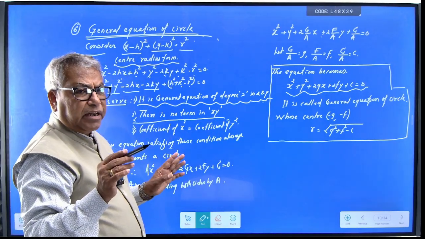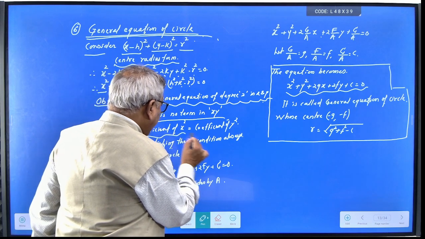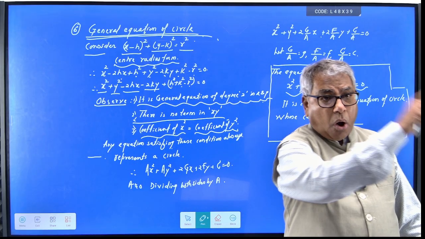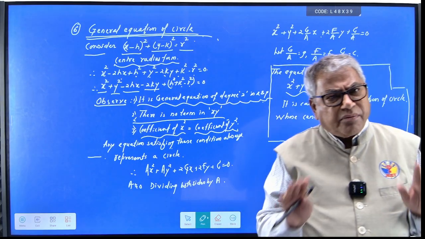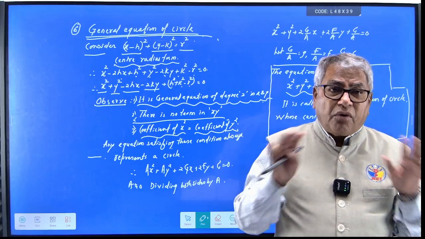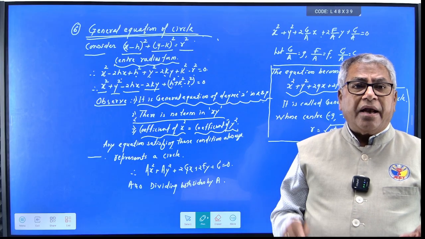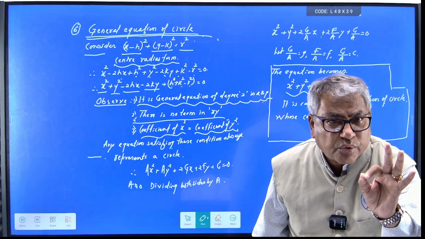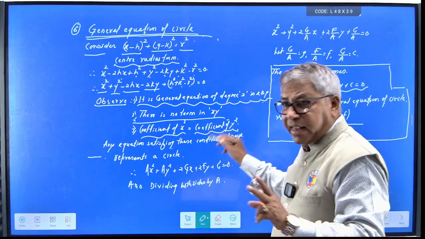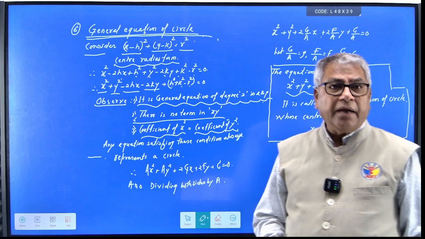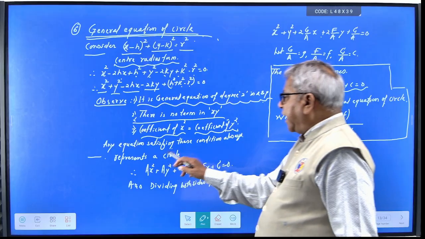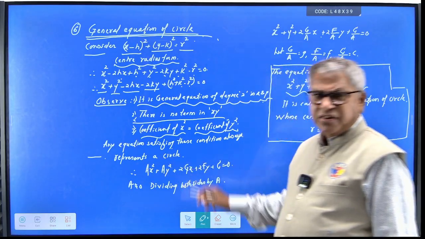No term of xy is present in the equation of a circle, and the coefficient of x² is equal to the coefficient of y². Observe this. I have taken the center-radius form, simplified it, and observed the behavior of the equation of the circle. So I come to know that the coefficient of x² equals the coefficient of y², and there is no xy term. It is a general equation of degree 2 in x and y, right? Any equation satisfying this condition always represents a circle.